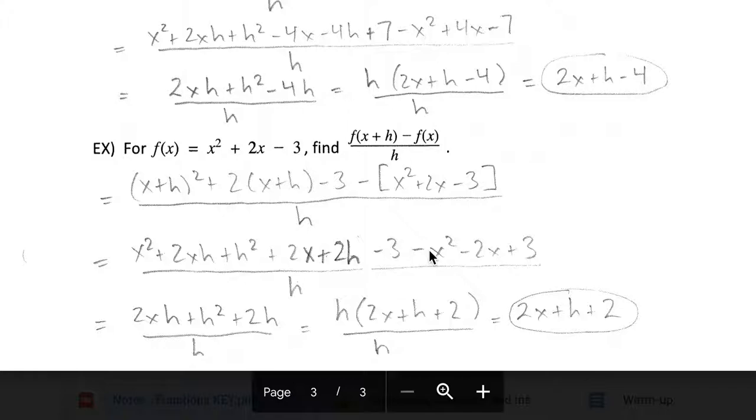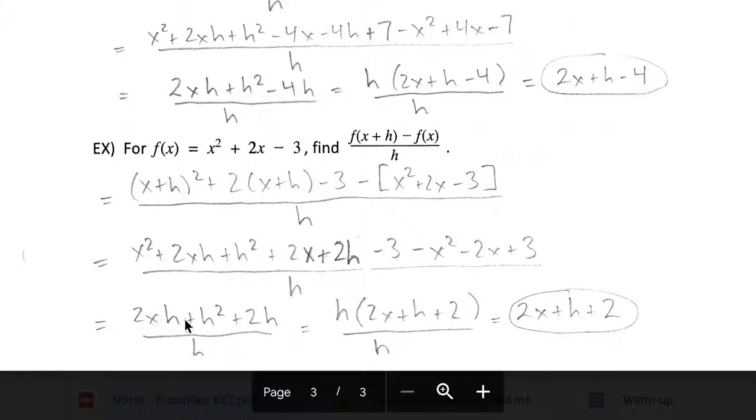x squared and -x squared are canceling. We're left with 2xh. Good. h squared, nothing to cancel with. 2x and negative 2x canceling. 2h is coming down. That's good. It's still an h term. Negative 3 and positive 3 canceling. And that's everything left over. So we got everything with h's in it. We'll be able to factor the h out.